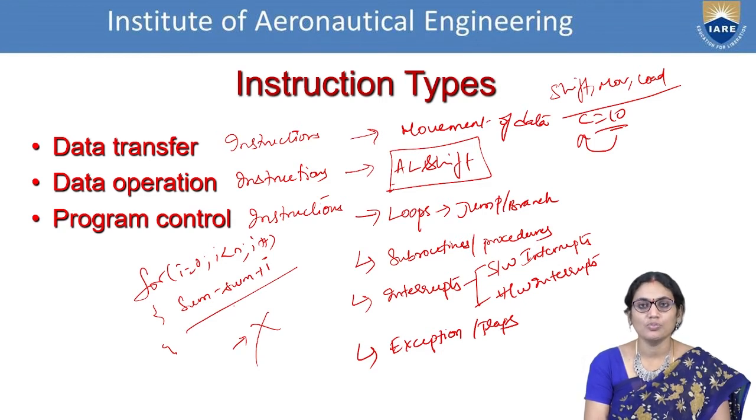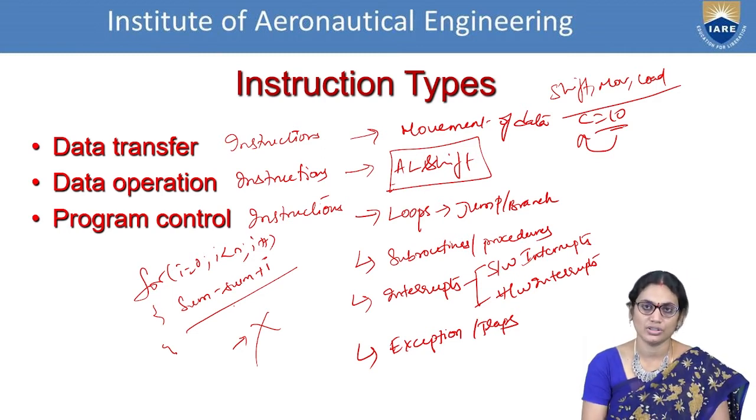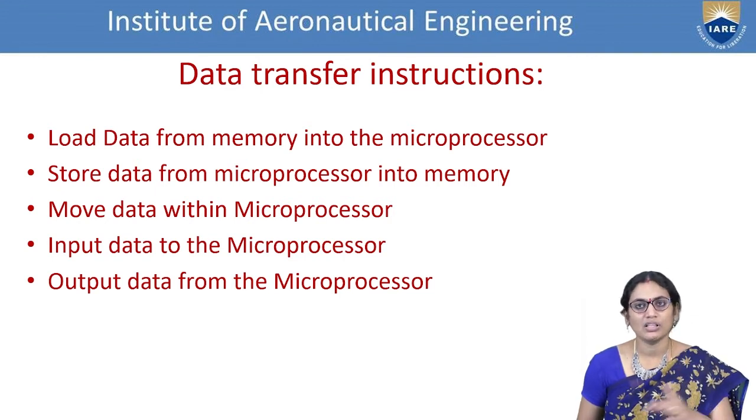So these are the different representations considered for the operations. These are the different forms of instruction types, which depend purely on what type of execution you intend. The next one is data transfer instructions. As the name suggests, it is intended for movements. It can be movement from the microprocessor to memory, memory to register, register to microprocessor, or within the microprocessor.